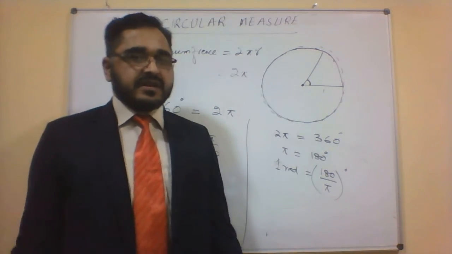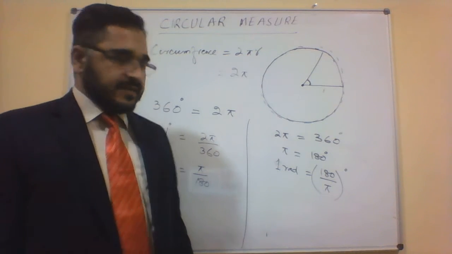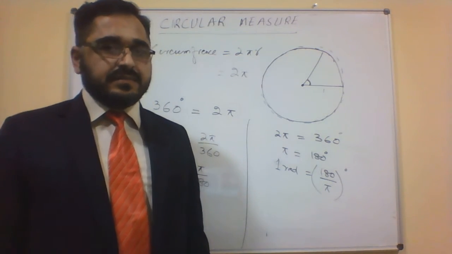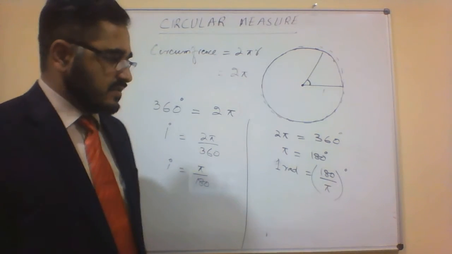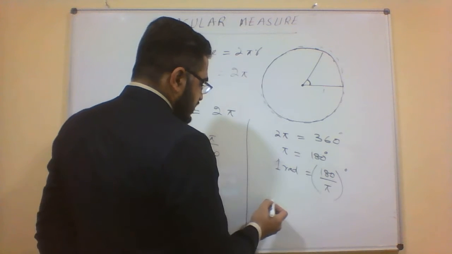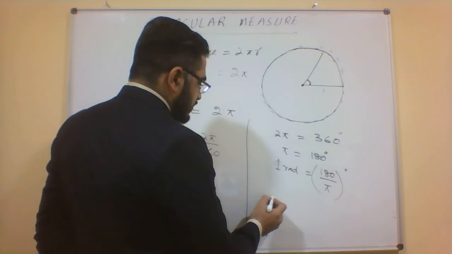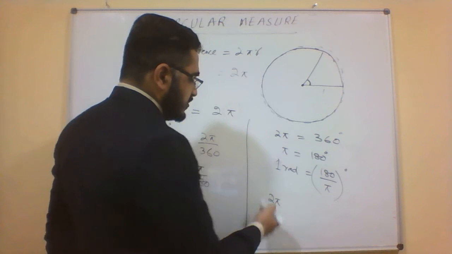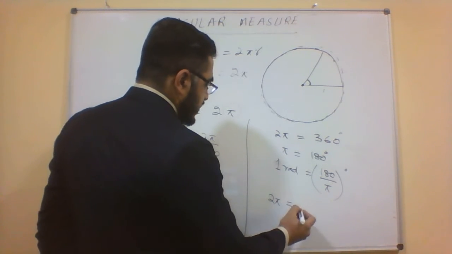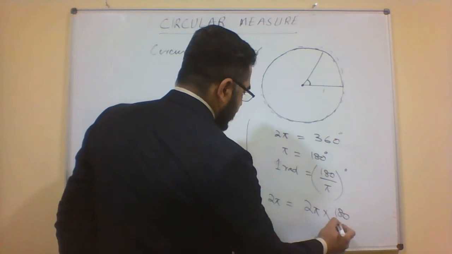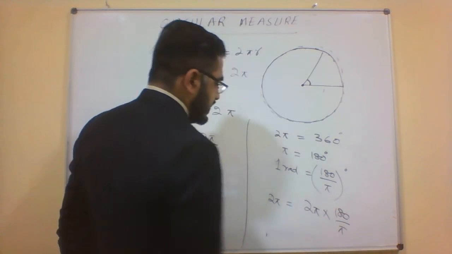When we want to convert from radian to degree, then you can multiply it with 180 divided by pi. Now here is one example I am giving you. Suppose I want to convert 2 pi radian into degree. Then 2 pi multiplied by 180 divided by pi.